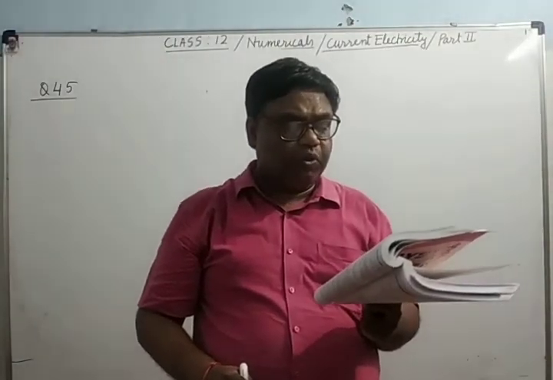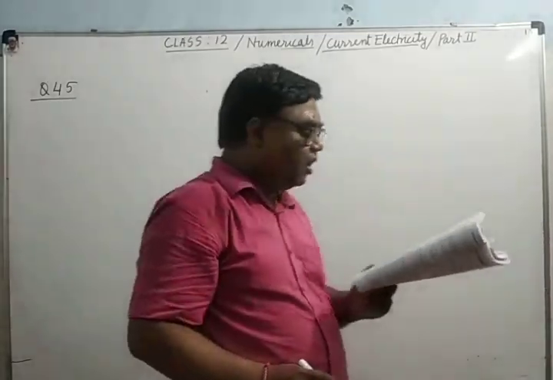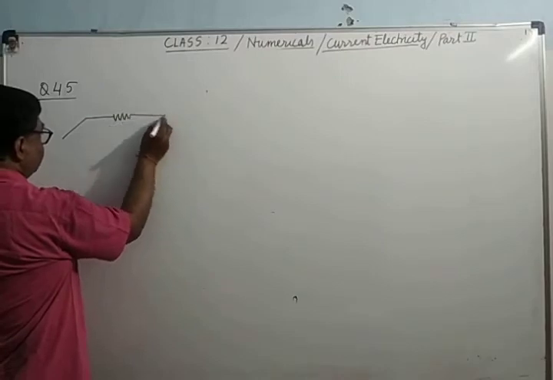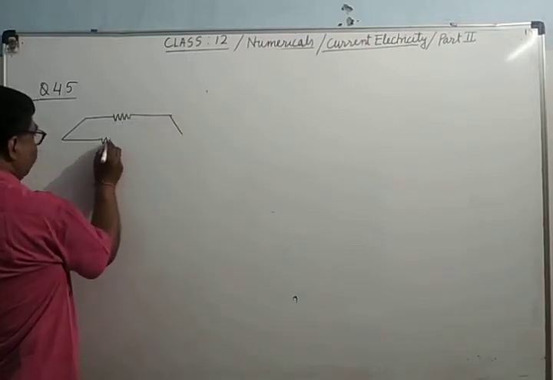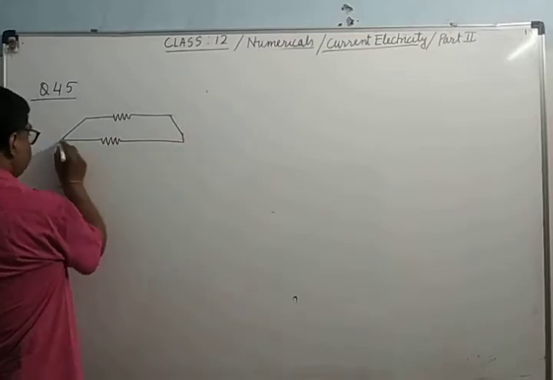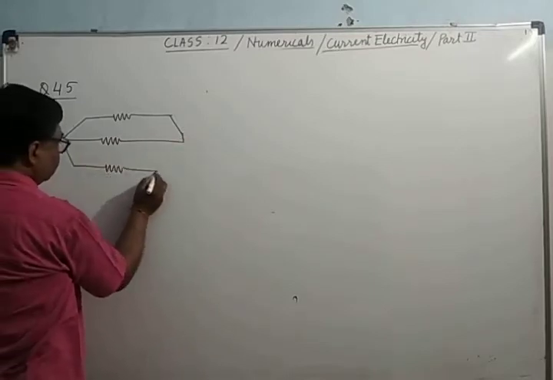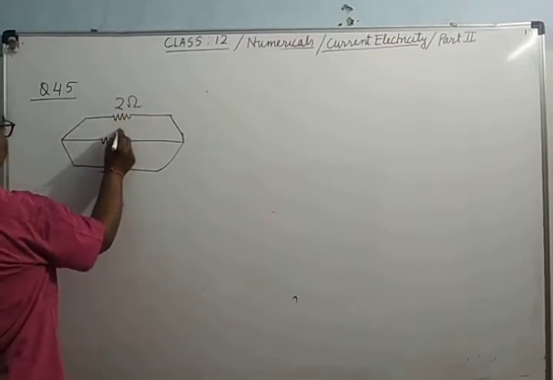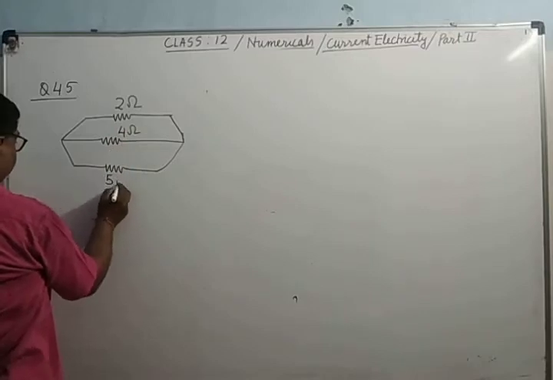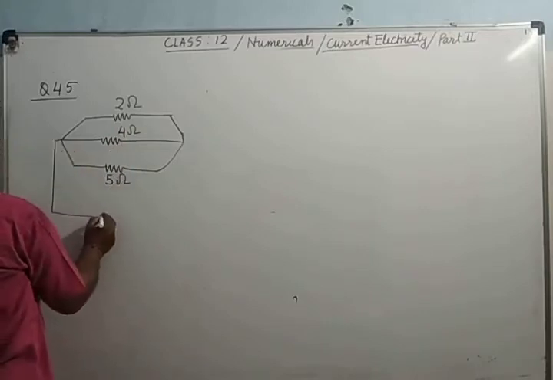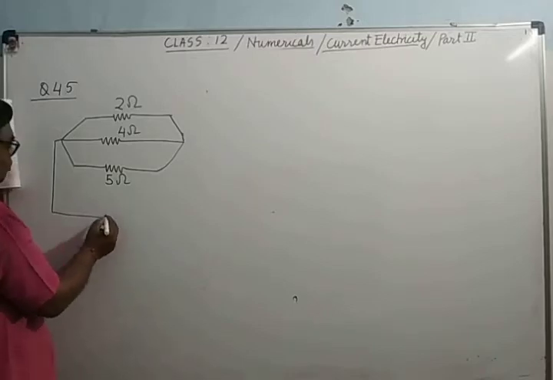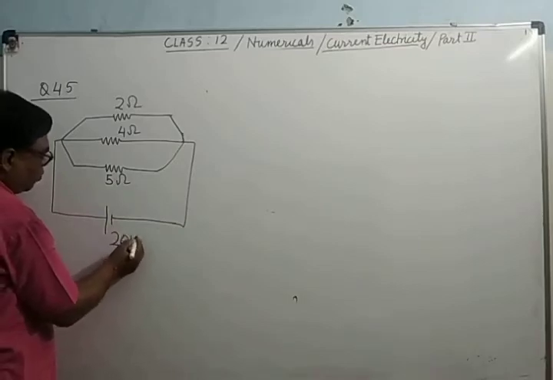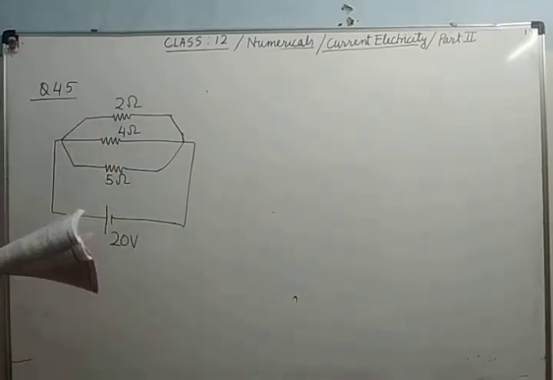3 resistors 2, 4 and 5 ohm are joined in parallel and connected to a battery of 20 volt. Means how will you connect them? This is 2 ohm, this is 4 ohm and this is 5. Connected in parallel to a battery of 20 volt. Battery is providing DC, that's why I made this 20 volt.